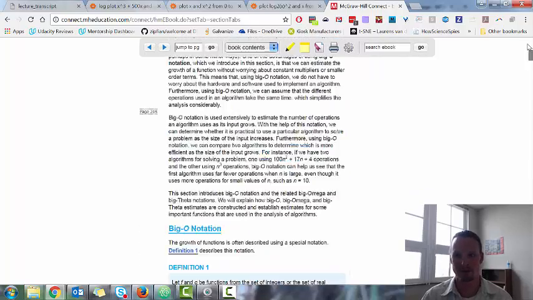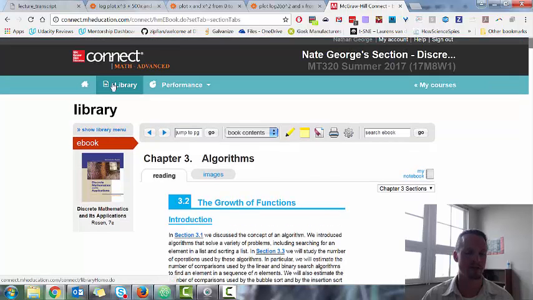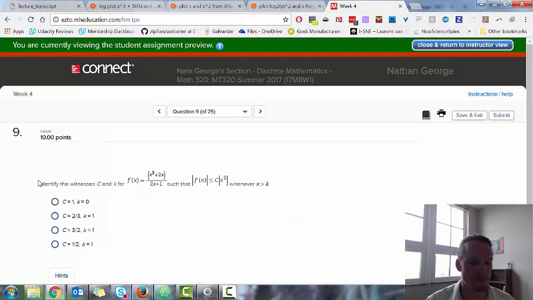So now I want to give you some tips on the homework because some of it's a little tricky and requires some tricks that I'm not sure they really discuss in the book. You might have a different number than 9 for this problem, but we're trying to find the witnesses, the constants c and k for this function such that that function is order cx squared whenever x is greater than k. So this is following that strict textbook definition for big O, and we have these 4 different options for c and k.